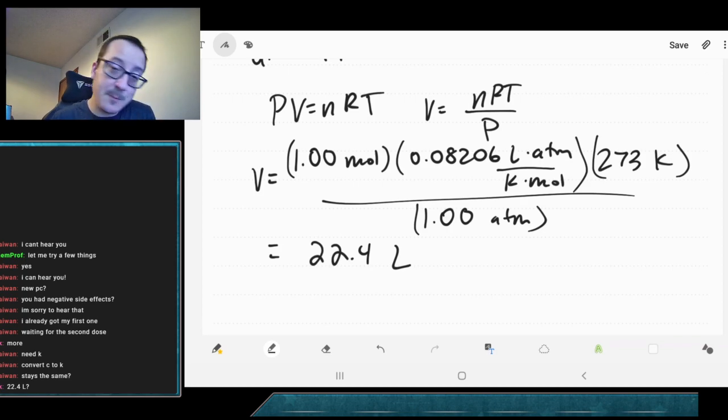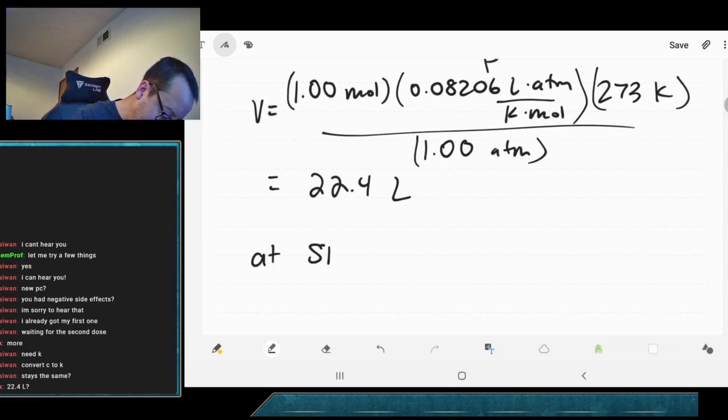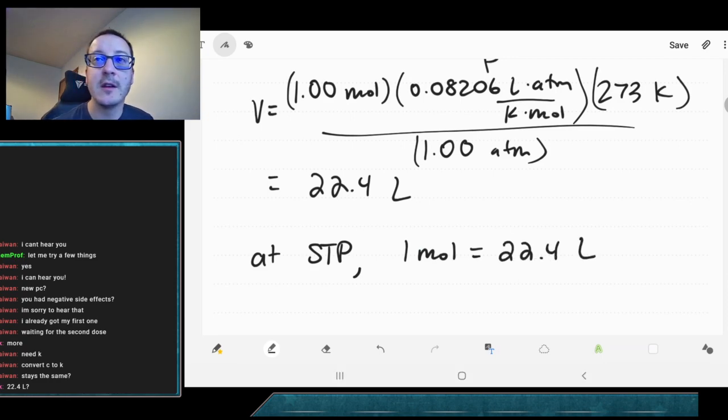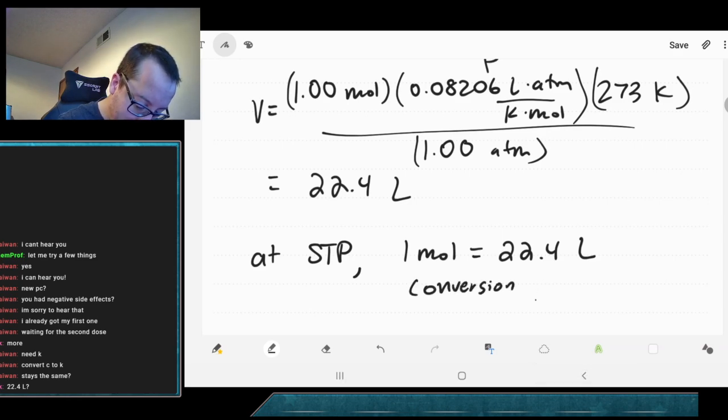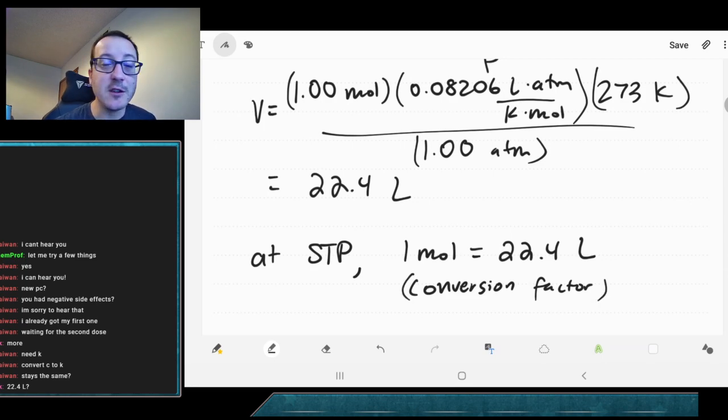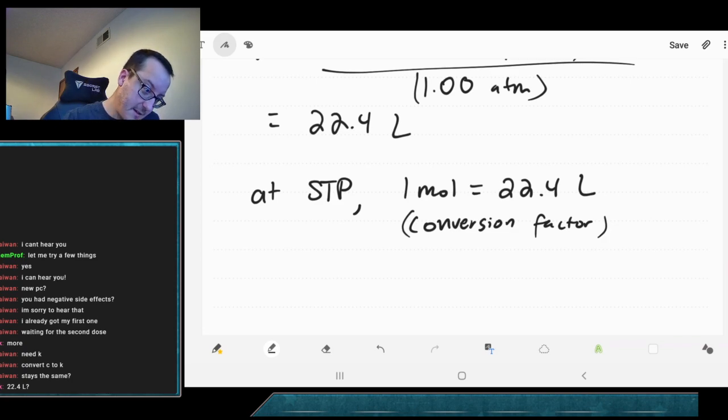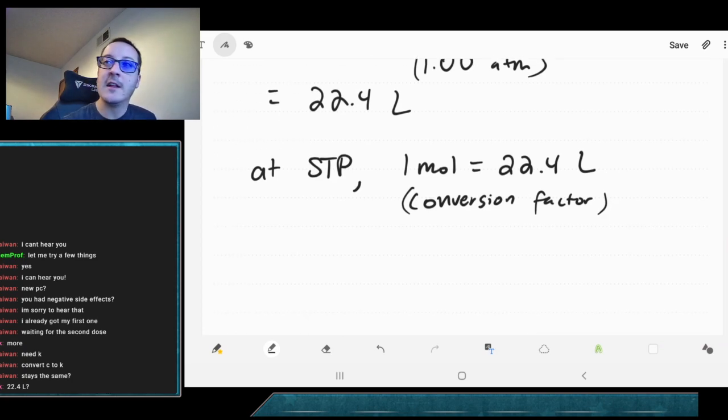So it's basically just a conversion factor. So at STP, 1 mole is equal to 22.4 liters for a gas. So it is a conversion factor. So again, everything is unit conversions, so go figure. Alrighty. With that, let's go ahead and take a look at how this is going to work.